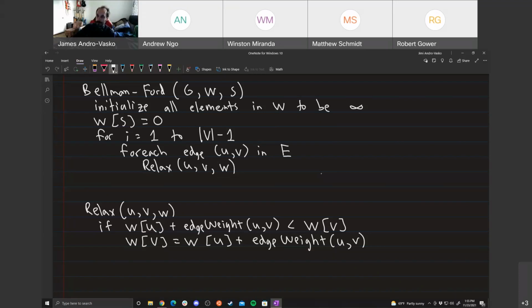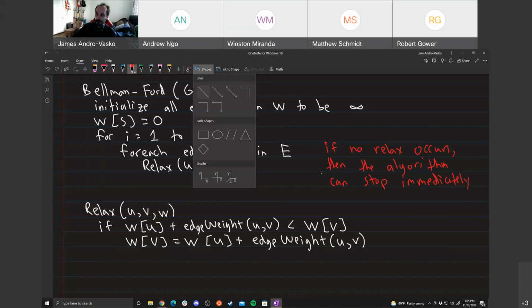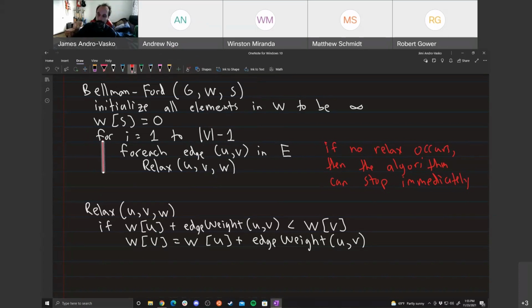Now, here's another sort of trick to this. If no relax occurs, then the algorithm can stop immediately. So what we're doing basically is this for loop right here.